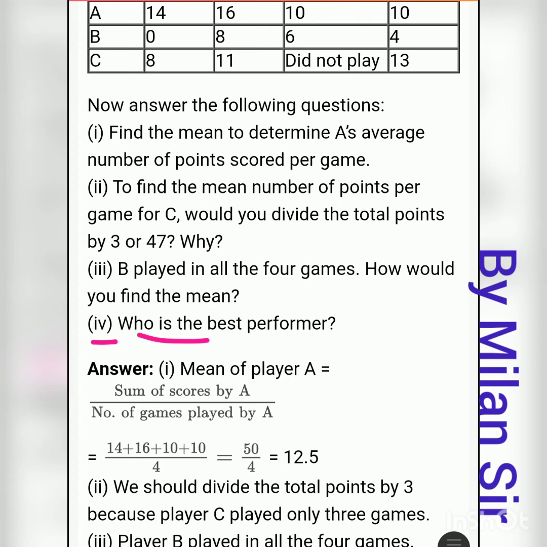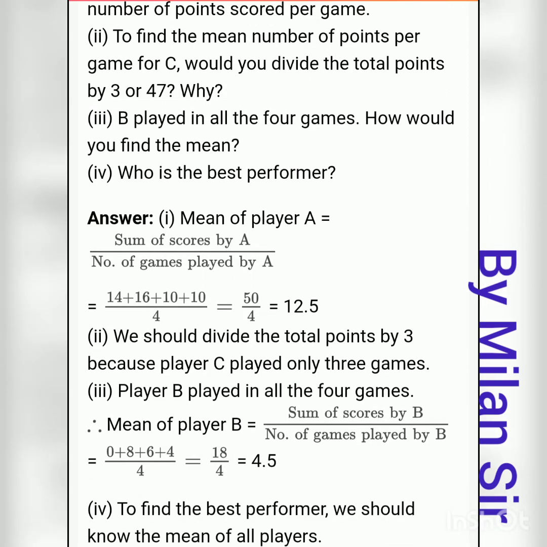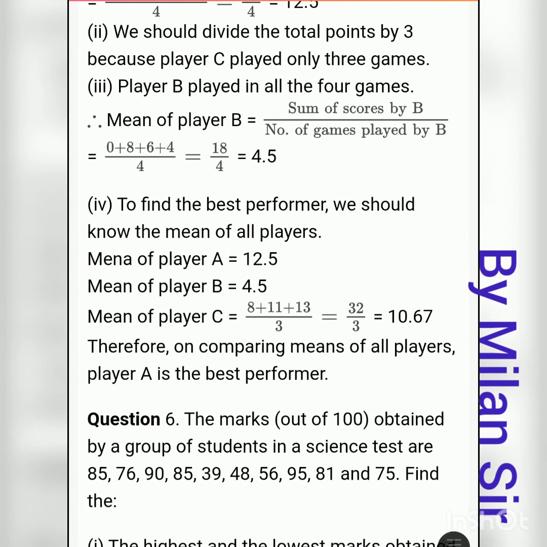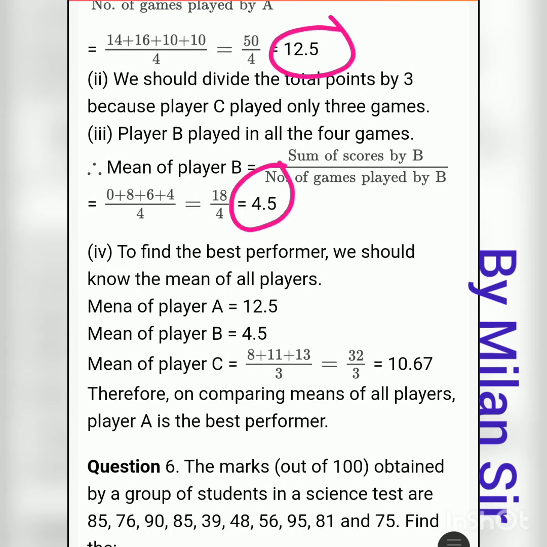So first of all, we need to find the mean of A, B and C. After that, from the answers of the means, we can decide who is the best performer. The mean of A and the mean of B we already found here. So now we need to find the mean of player C only. Mean of player A is 12.5. Mean of player B is equal to 4.5. Now we need to find the mean of player C.